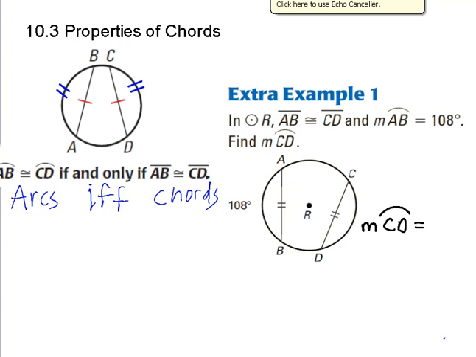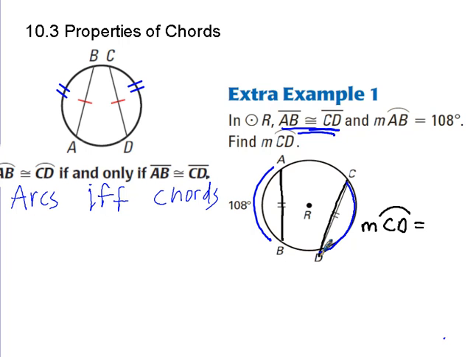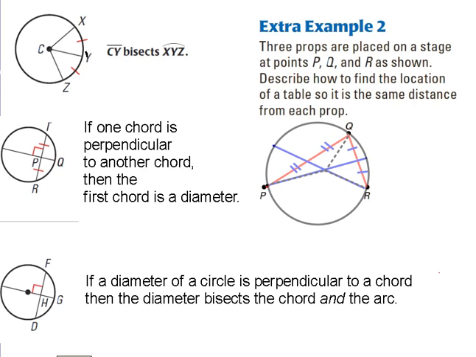So over here we have segment AB is congruent to CD, and that says that right there. Since that's true, this arc will be congruent to that arc. And since this one's 108, the measure of arc CD will also be 108 degrees. Pretty straightforward.